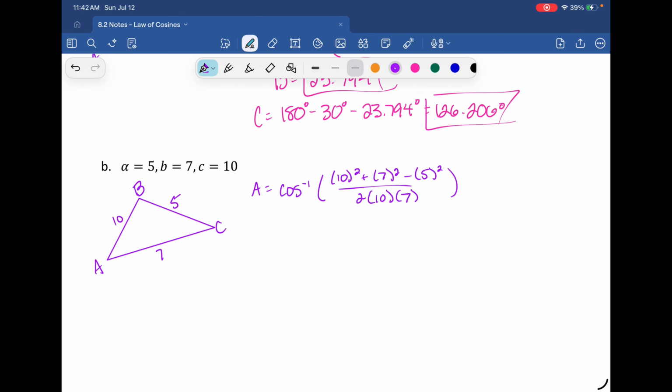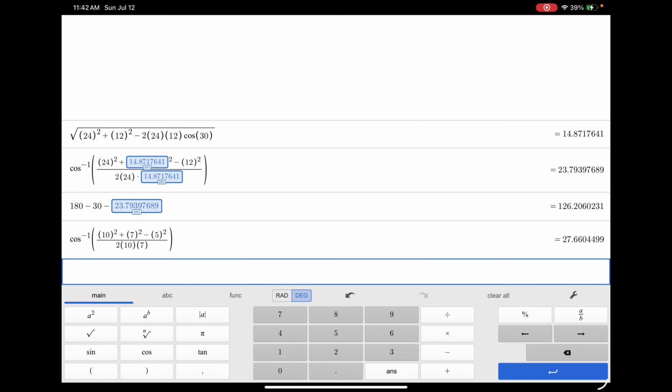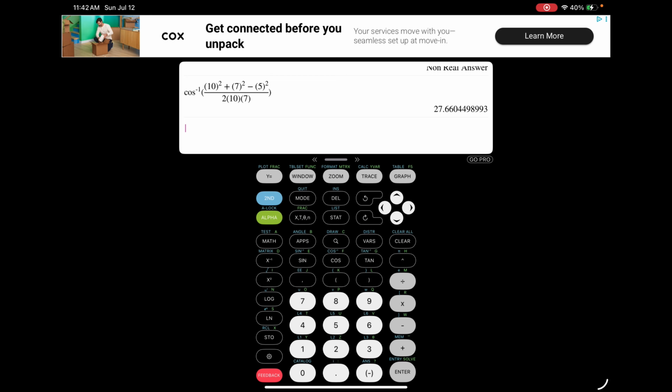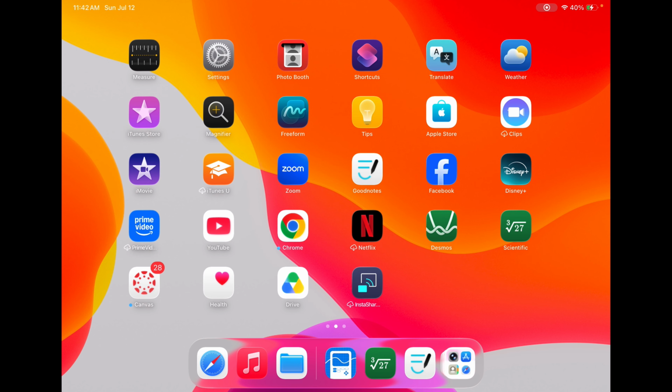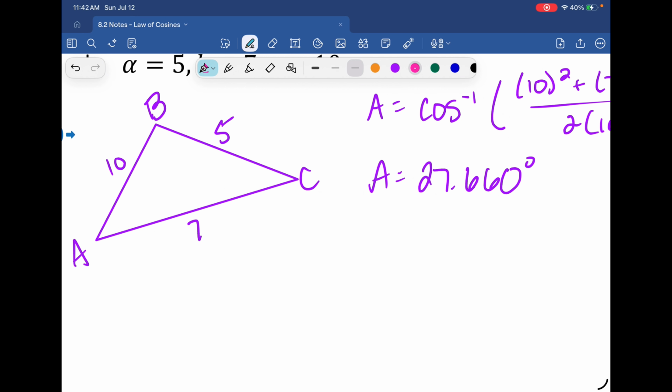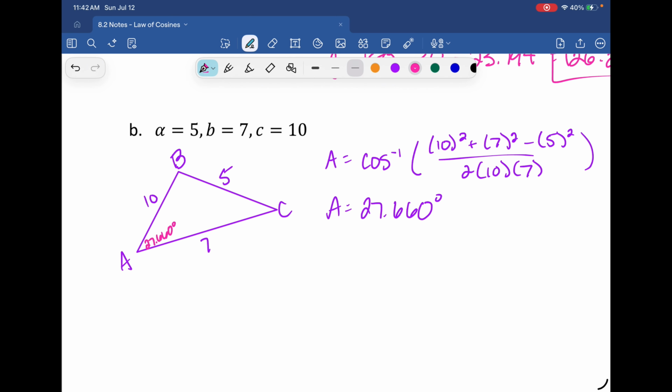I've got it entered in. Here's what it looks like in Desmos. You can see it down there at the bottom, 27.660. And what it looks like in my graphing calculator, 27.660. Now, choose another angle. I'm going to go alphabetical, so we're going to do B next.